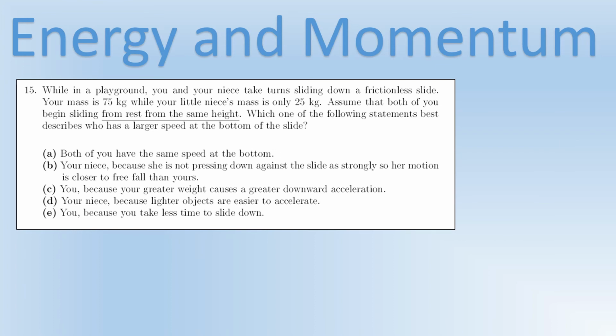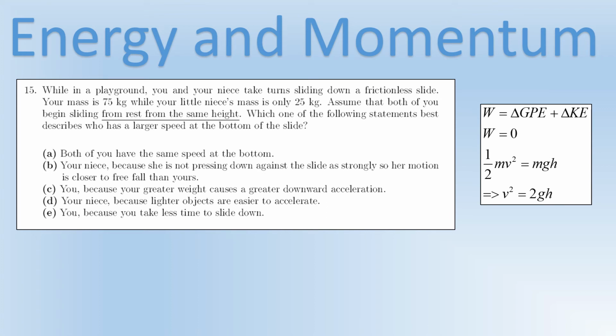Okay, so while in a playground, you and your niece take turns sliding down a frictionless slide. Your mass is 75 kilograms, your niece's mass is only 25, so 1/3 of your mass. Assume that both of you begin sliding at rest at the same height. Which one of the following statements best describes who has the largest speed at the bottom of the slide? So take a look through your options and select your answer.